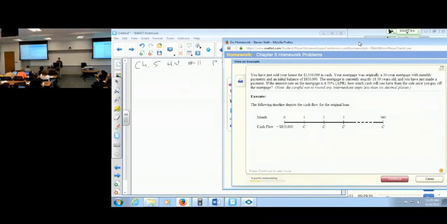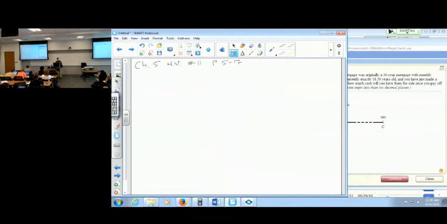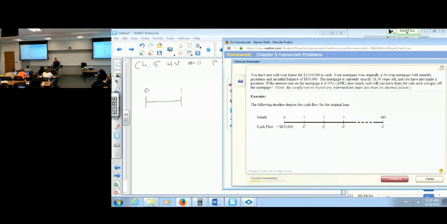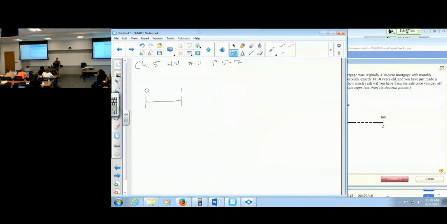Okay, what else is going on here? What we want to eventually know is how much cash we will have from the sale once we pay off the mortgage. So let's map out everything that we know. We're going to start by mapping out the original mortgage and then look at the place on this timeline we are now and what cash flows are happening. The mortgage is 18 and a half years old. We just made a payment. So let's break all the way out to 18 and a half years.